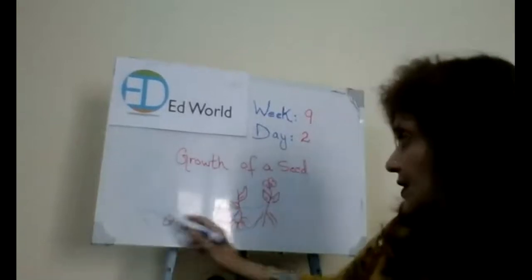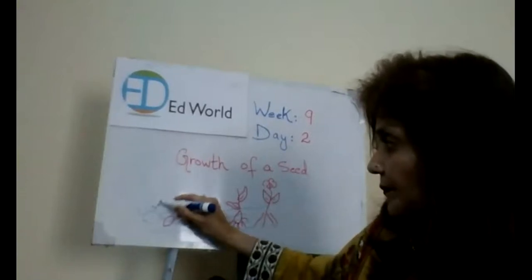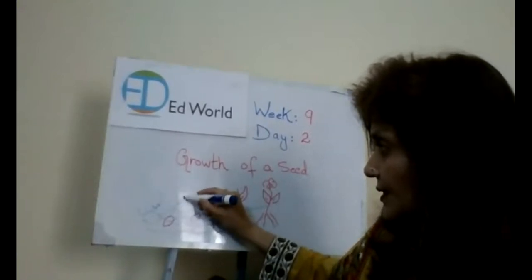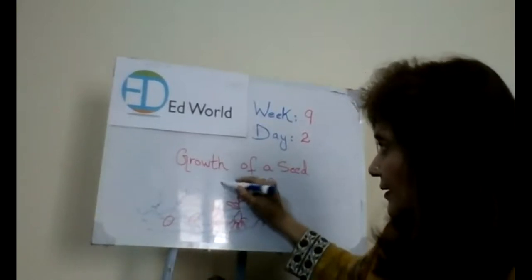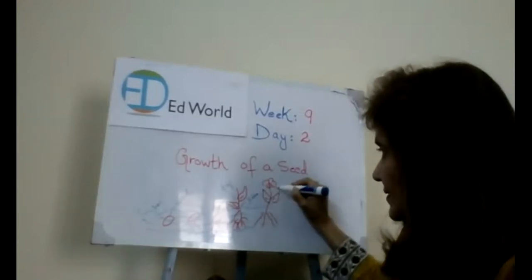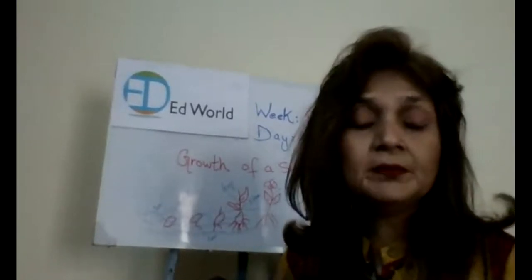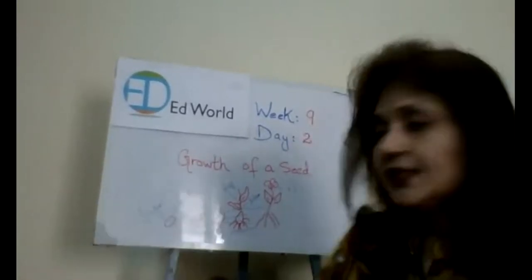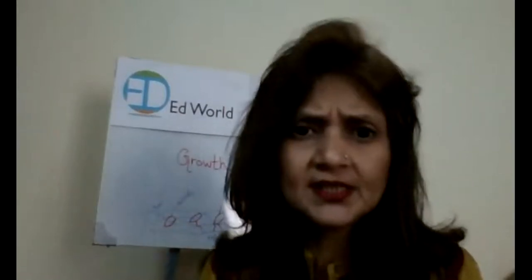So you can see this is the soil. These are seeds. This is the root. These are leaves. This is the stem. And this is the flower. This is how a seed grows. Gradually it keeps on growing from one stage to another stage to another stage. So I hope it is now clear. It is not difficult at all.